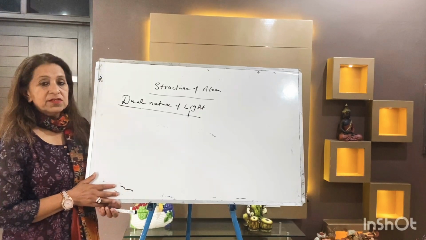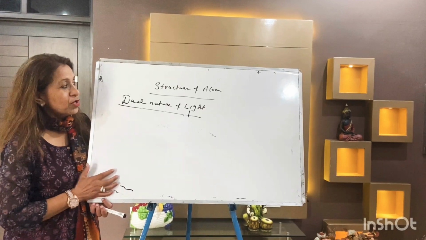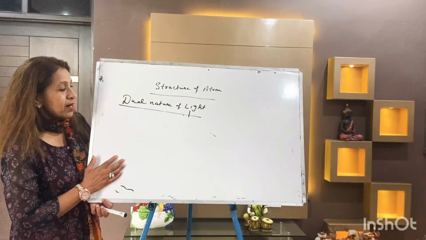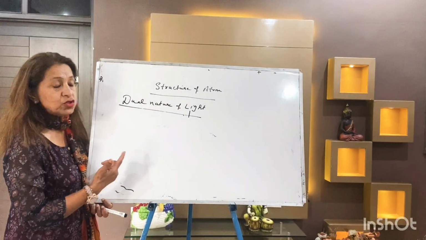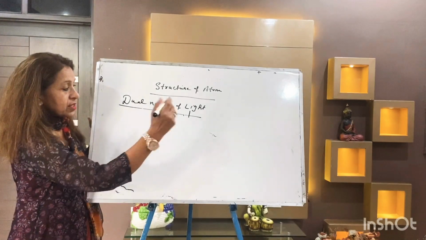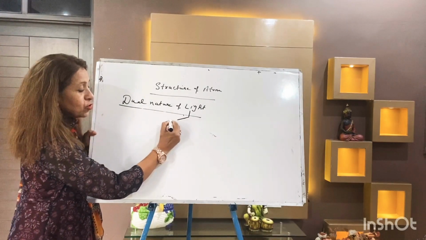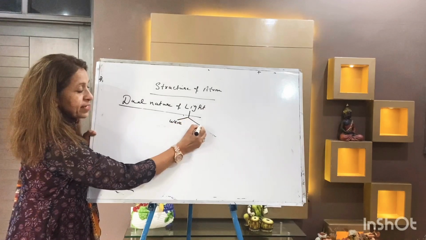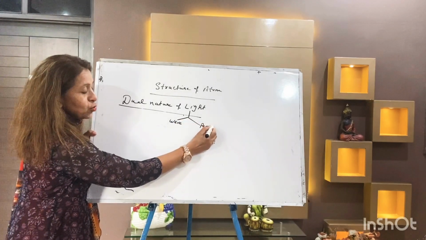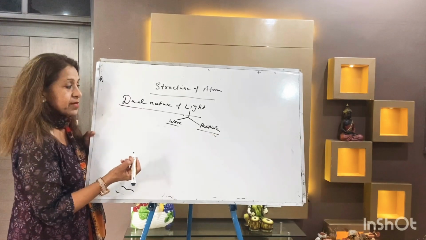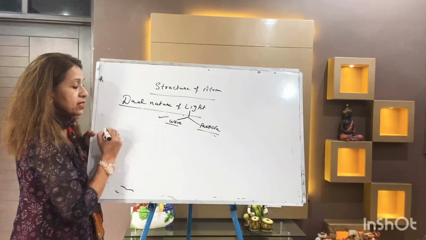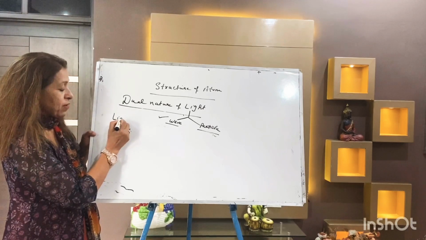Hello my dear children, this is my class 11th chapter going on structure of atom, and your topic after Rutherford's model is light, that is the dual nature of light. Write down, light is not only a wave but also a particle. Light has a dual character, that is, light is a wave as well as a particle. So today we will start with light behaving as a wave.